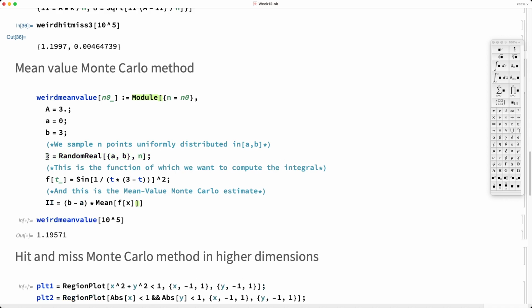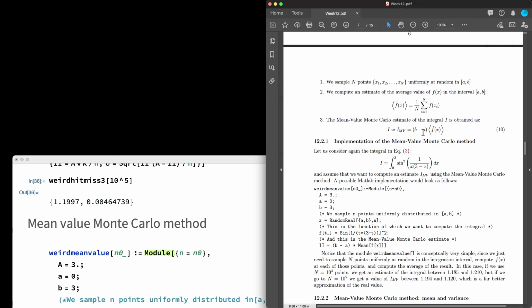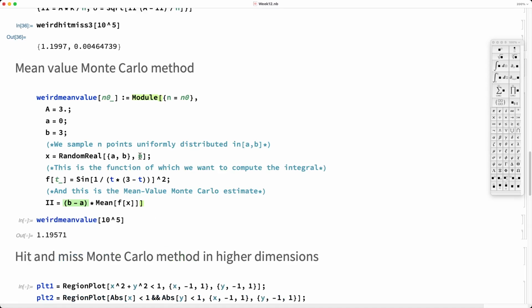Then I call the function f applied to this list of values, and I simply calculate the mean, and I rescale it by b minus a, which is the interval I'm integrating over. Okay, and actually here we don't really need the area A.